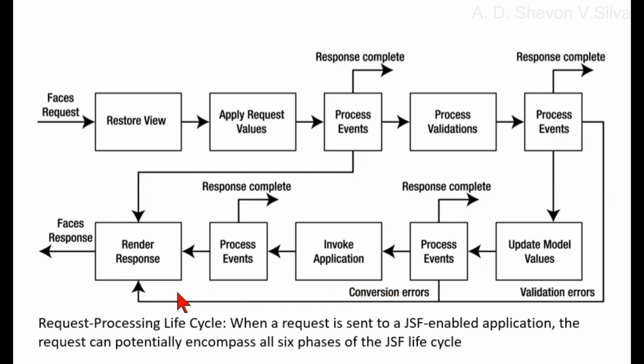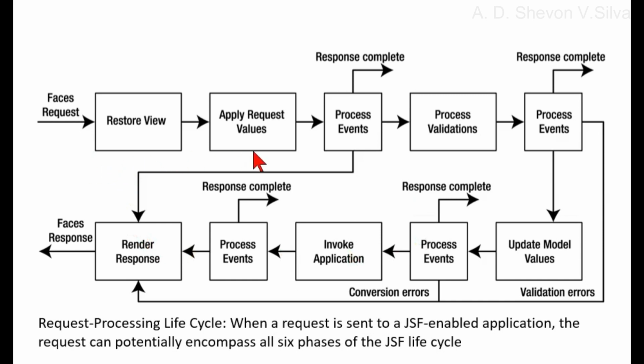Render response. The response UI component is rendered and the response is sent to the client. The state of the UI component is saved so that the component tree can be restored when the client sends another request. For a JSF-enabled application, the thread of execution for the request response cycle can flow through each phase in the order listed here, as shown in this figure. However, depending on the request and what happened during the processing and response, not every request will follow through these 6 phases.